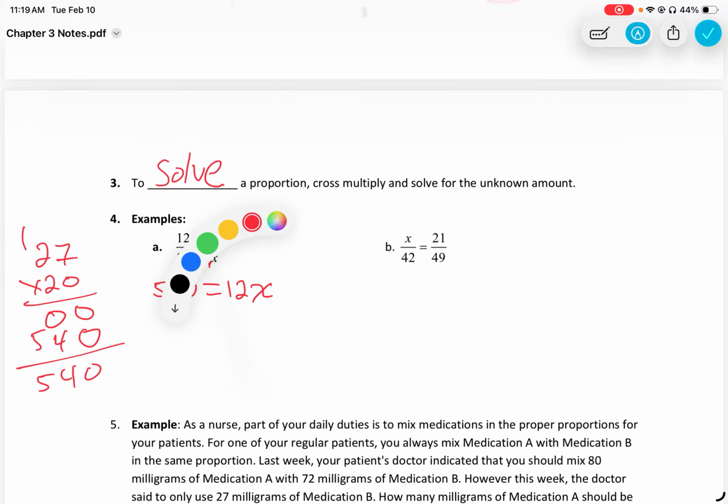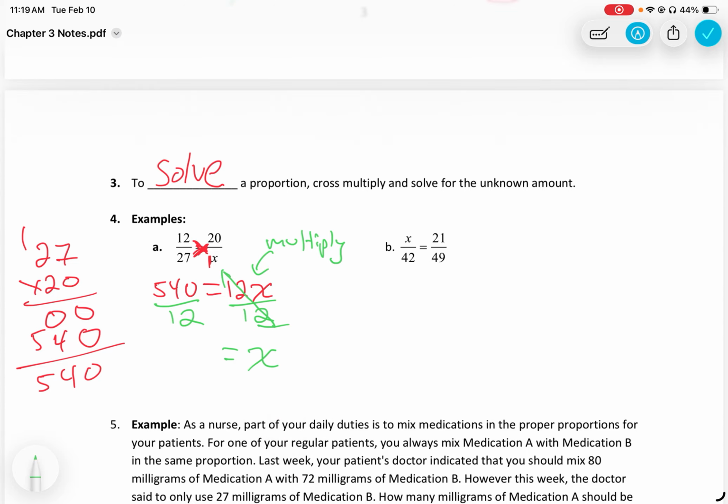And now we're going to continue using our inverse operations. I know that 12x is the same thing as 12 times some number x. This stands for multiplication. So if 12 is being multiplied by x, we have to do the opposite, which is dividing. Anything divided by itself is 1, so we're left with just x.